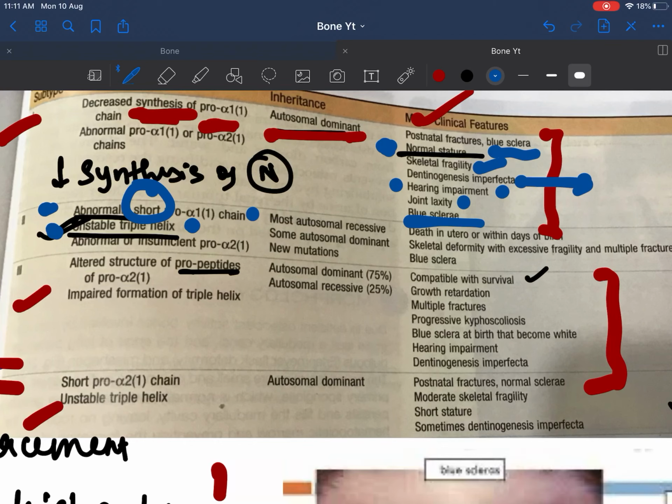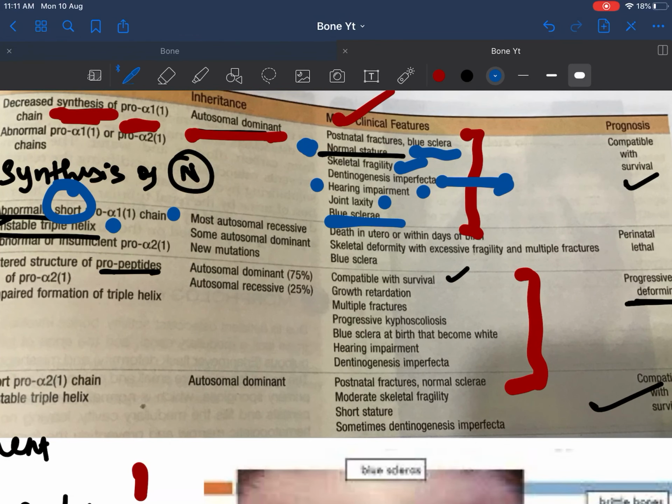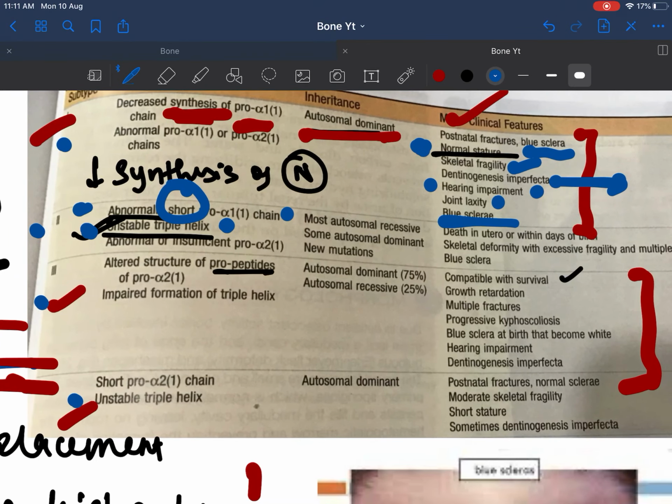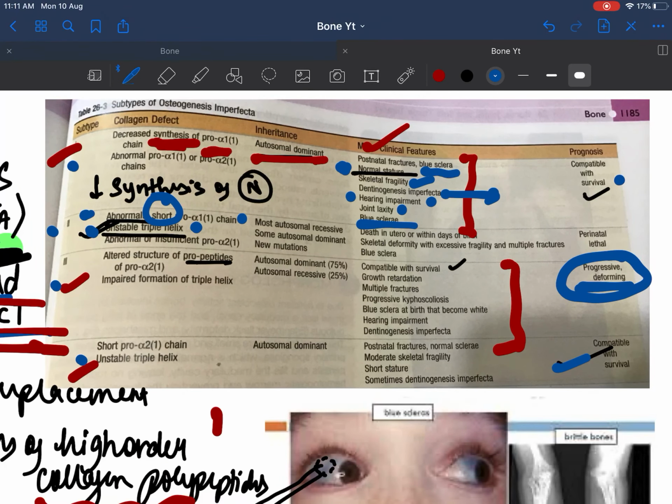You can just memorize what happens in type 1, type 2, type 3, type 4. The features of 1, 3 and 4 are somewhat similar, and these have a decent prognosis. So type 1 is compatible with survival, but the thing to remember is that the type 3 patient will actually present to you with osteogenesis imperfecta in adult life. So it will be a progressive and deforming disease, so you have to try to treat this patient. And type 4 is also compatible with survival.